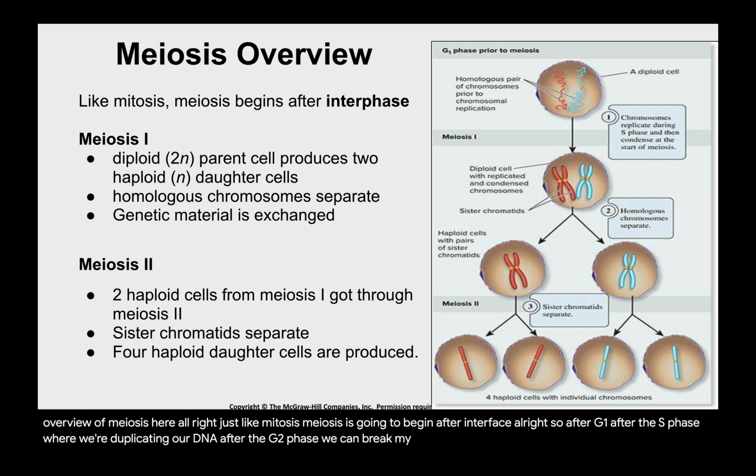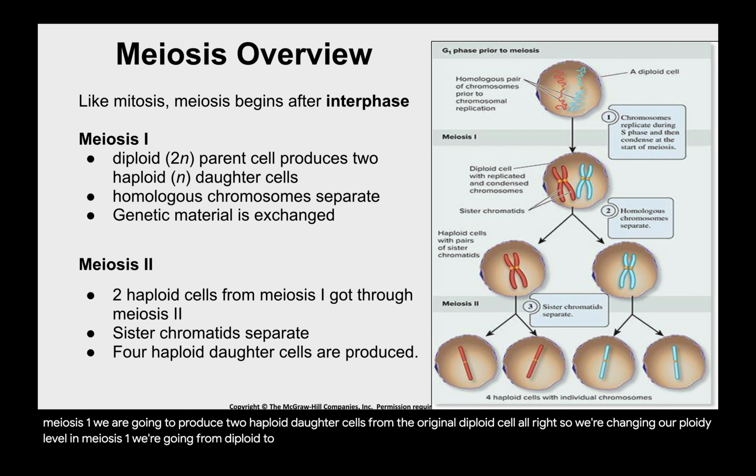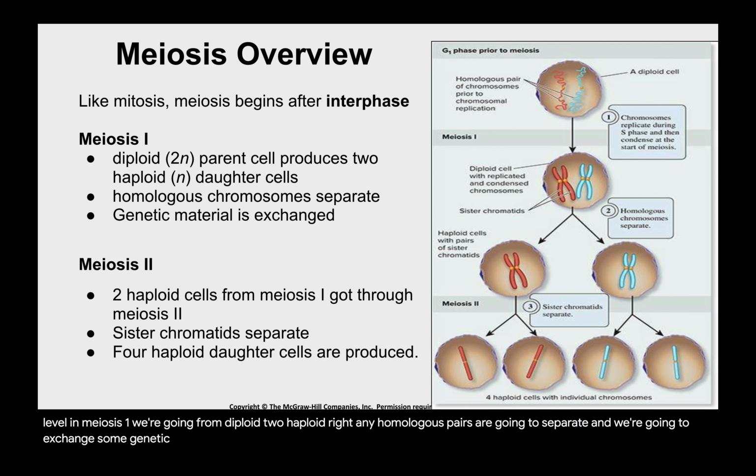We can break meiosis into two parts, meiosis 1 and meiosis 2. In meiosis 1, we are going to produce two haploid daughter cells from the original diploid cell. So we're changing our ploidy level in meiosis 1. We're going from diploid to haploid. Any homologous pairs are going to separate, and we're going to exchange some genetic material, and we'll go over this.